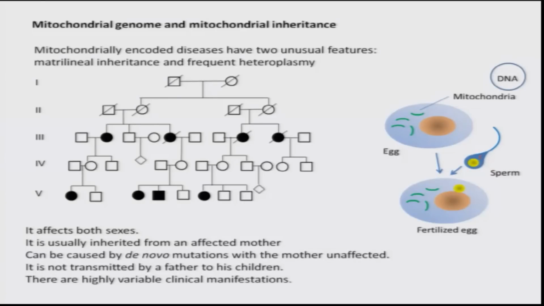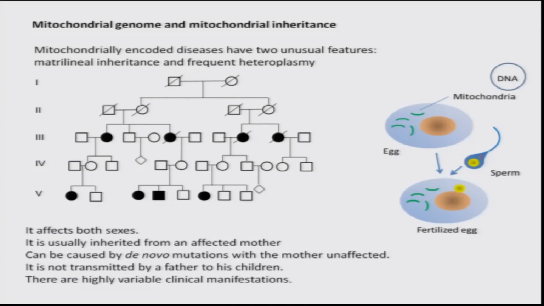The mother is a carrier, or she is showing the symptoms of a particular disorder. It can also be caused by a de novo mutation, meaning the mutation could have arisen in the egg itself. For example, the egg somehow had mitochondria with some defect, and therefore that embryo developed. This is called de novo, meaning a new mutation arising in germ cells, right. It is not transmitted by the father, as I told you, because the father does not contribute to the mitochondria in the embryo.